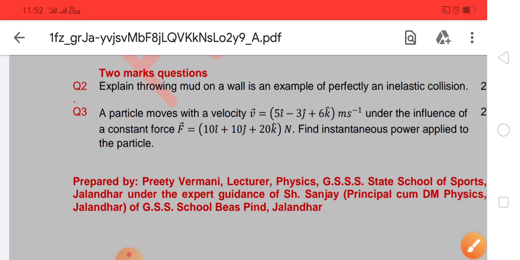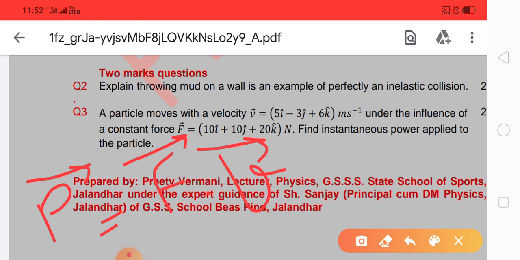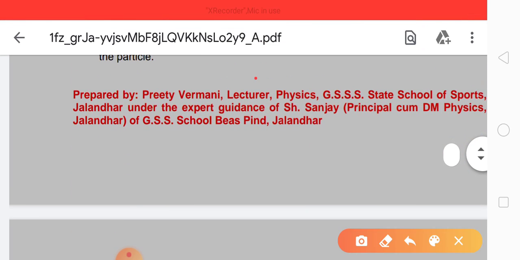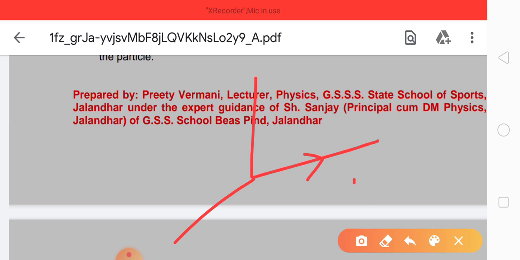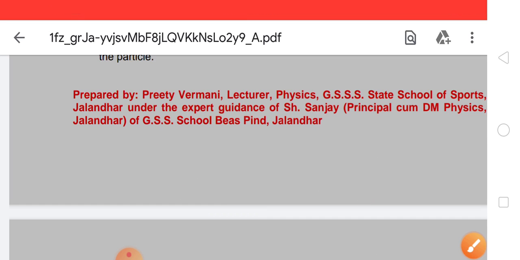Now next is the numerical. Here velocity of the object is given, its force is given, then we have to find the instantaneous power. We have already learned that P is equal to F dot V. What is dot? Dot product of velocity and force. Now what are i cap, j cap and k cap? These are the unit vectors acting along x-axis i cap, y-axis j cap and third axis, that is z-axis, this is the unit vector k cap, which has unit magnitude.